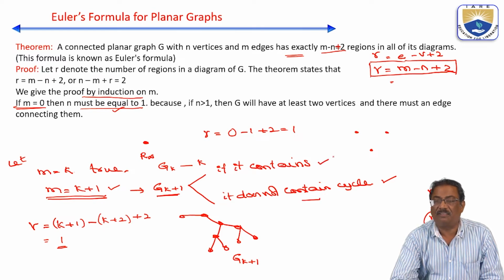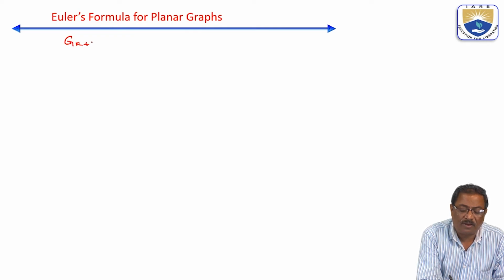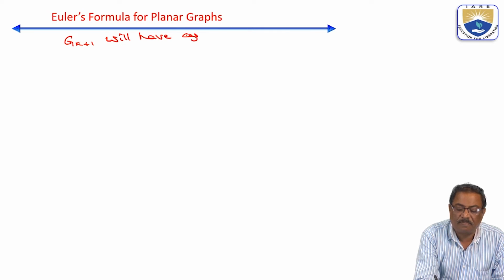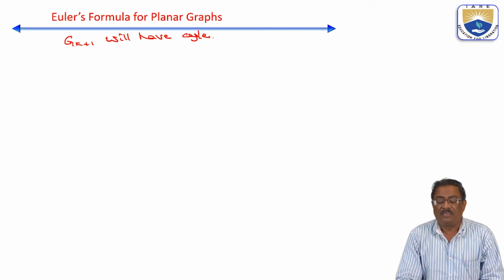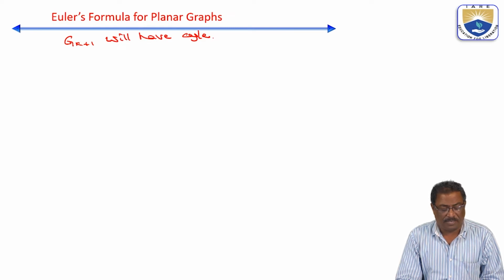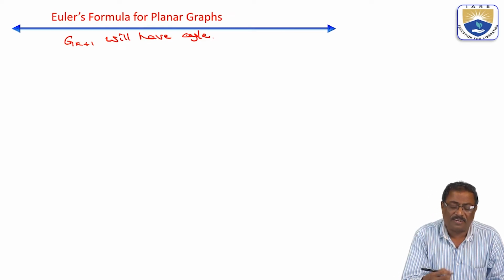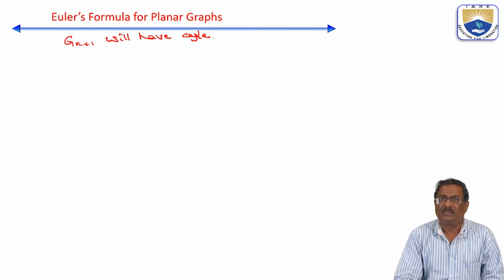Now we are going to concentrate on this. Suppose G of k plus 1 will have cycles. So whenever a cycle is there, how are we going to get a region? For that, the minimum degree is 3. Let us say it will have cycles. The cycles are going to be formed with 3 edges or with 4 edges or with 5 edges like that. So there will be some regions in this graph.